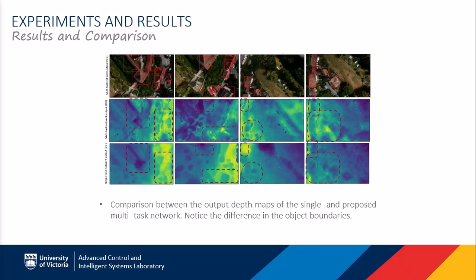Again, as you can see, the depth values that belong to a detected object, which in this case are buildings, represent the object better, meaning the object is more observable and has crisper boundaries, whereas in the case of a single task network, the objects are more blurred out, and sometimes they're hard to notice.